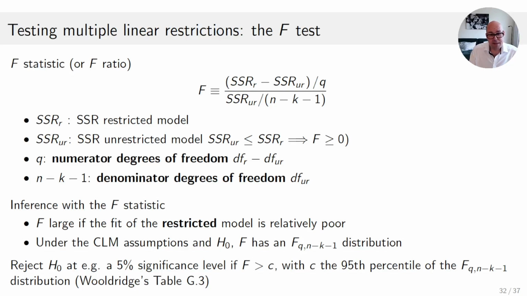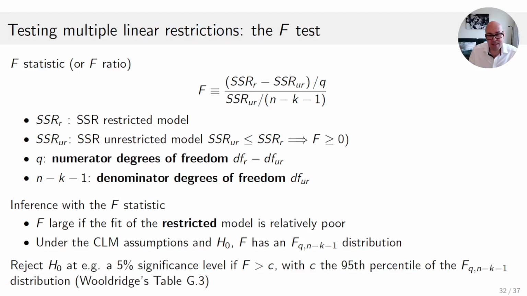And again, the F statistic is going to be large if the fit of the restricted model is relatively poor. So if I gain a lot of explanatory power when I use the unrestricted model instead. And then what should be the case is that the sum of squared residuals for the restricted model is much bigger than the sum of squared residuals for the unrestricted model.